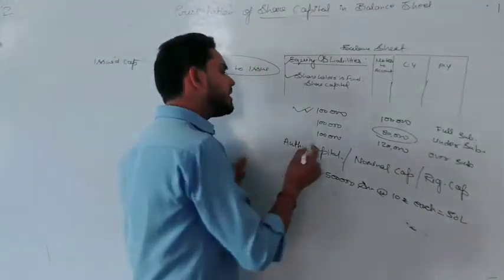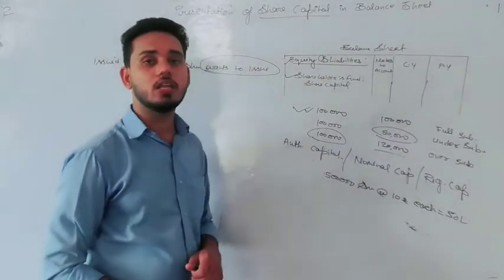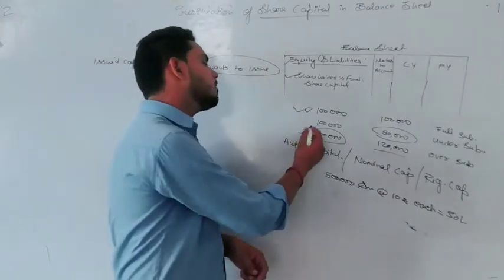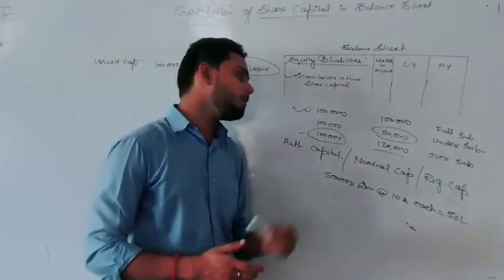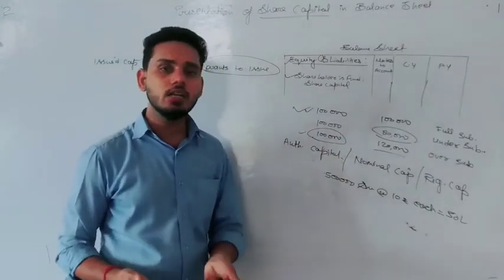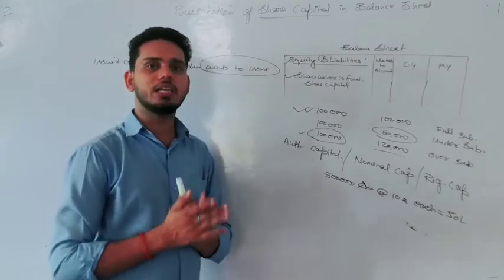Then last, the company wants to issue 1 lakh, but the public wants to buy 120,000. Now in this case, how much will the company give to the public, sir? 1 lakh. Because the company wants to issue 1 lakh, it doesn't matter if someone wants to buy more than that. The maximum the company can give is 1 lakh. So I hope this point is clear to you.